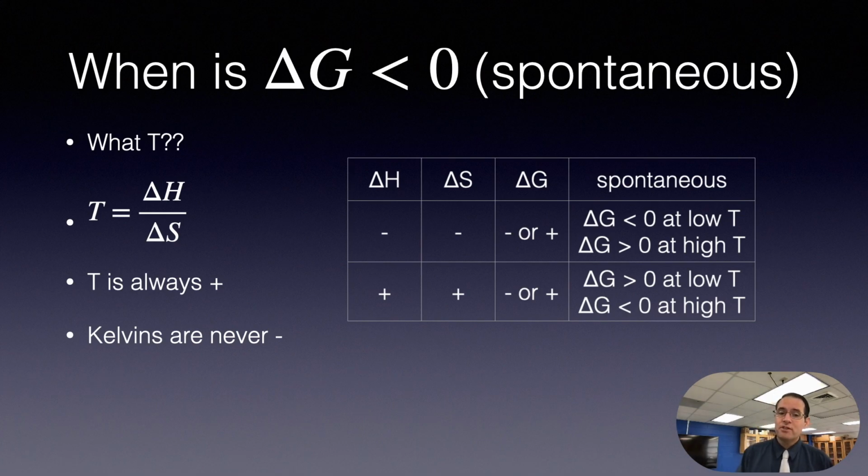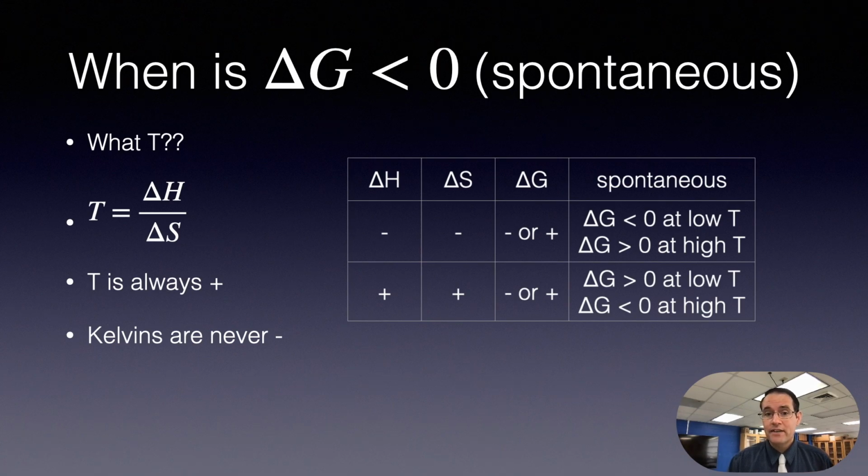Now keep in mind, temperature is always positive. 0 Kelvin is the lowest possible temperature, but everything's going to be a positive number, so you can't have a negative number. So if you make a mistake and you plug in delta H is negative and delta S is positive and you get a negative Kelvin number, please do not write that down as a final answer. The kelvins are always going to be positive.